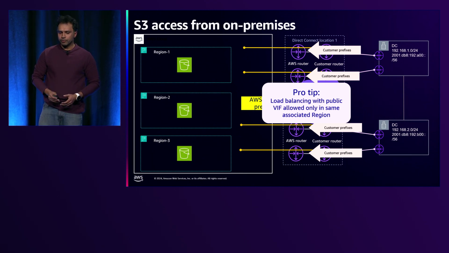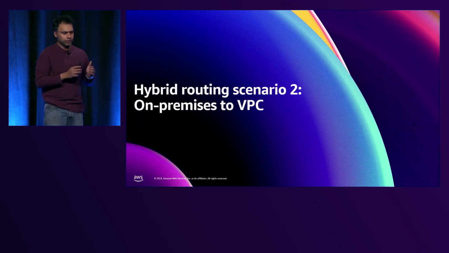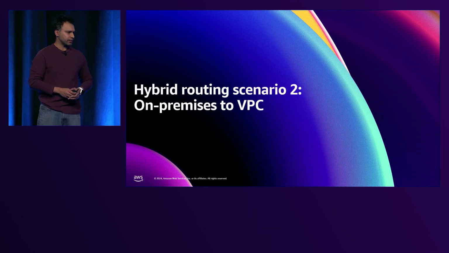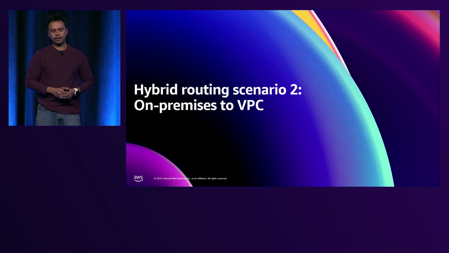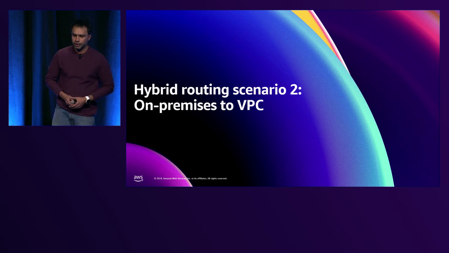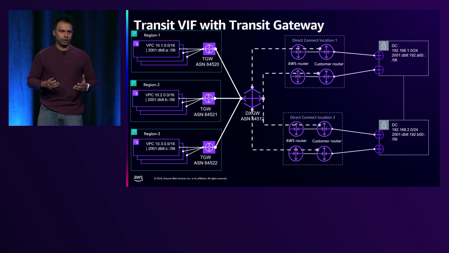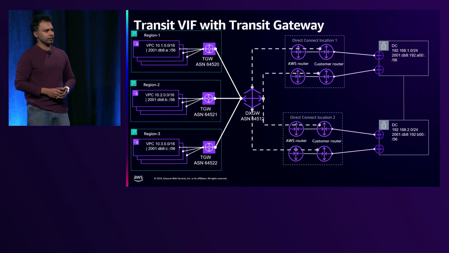Now let's dive into private connectivity. Earlier we spoke about how you can provide connectivity into public resources like S3 buckets. This time we'll extend connectivity from your on-prem data centers to your VPCs. So for this, let's go back to the baseline scenario. You have 3 regions, a regional transit gateway in each of the regions associated with a Direct Connect gateway, 4 Direct Connect connections across 2 locations, and then you have your data centers.